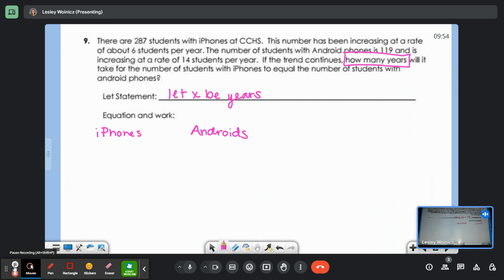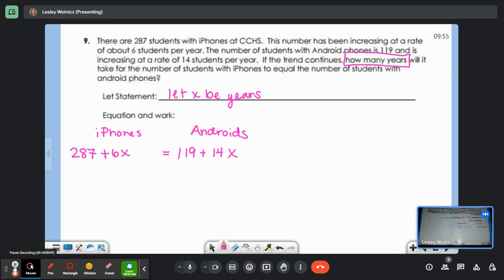And we want to know when are the iPhones and Androids going to be equal to each other, right? So how many iPhone kids do we start out with? 287. Are we adding iPhone kids or taking away iPhone kids? Okay, increasing. So plus 6 for every year, so the 6 gets an X. Okay. What about for Androids? How many do we have with Androids? 119. Also increasing by 14 every year.